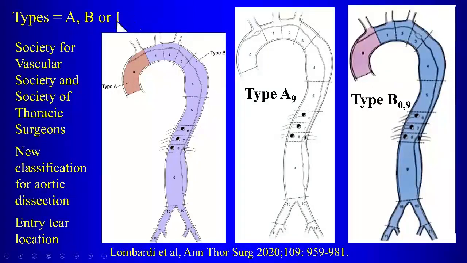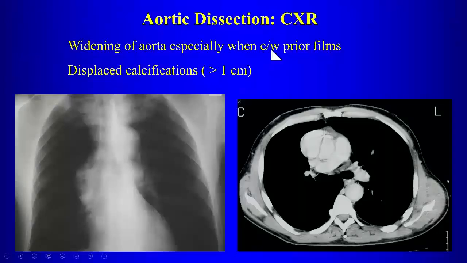I is indeterminate, right? If you can't tell where the entry tear is, then it's an indeterminate dissection in terms of the classification. So on chest x-ray, if there's any acute enlargement of the aorta, that's where, of course, you would need to compare with prior films. Displaced intimal calcifications, very unreliable, but you can see the calcification on chest x-ray has got to be displaced by more than a centimeter before you can say it's displaced. But that is an extremely unreliable sign to make the diagnosis.